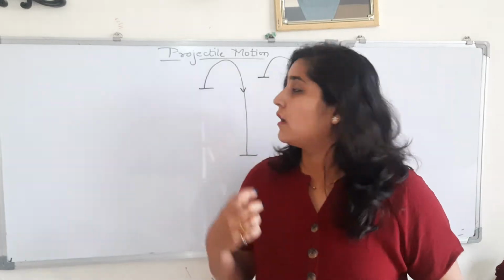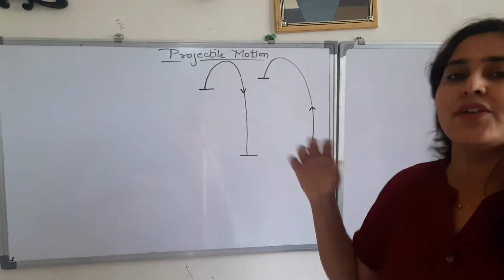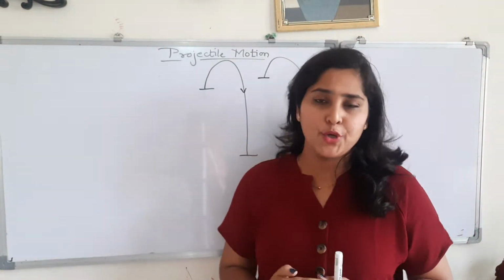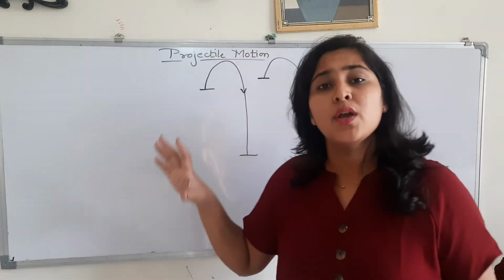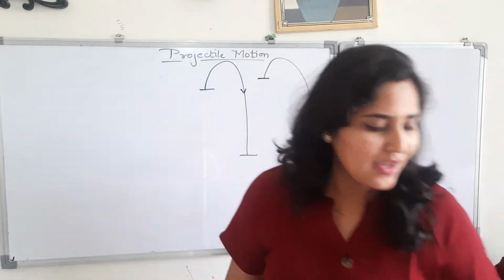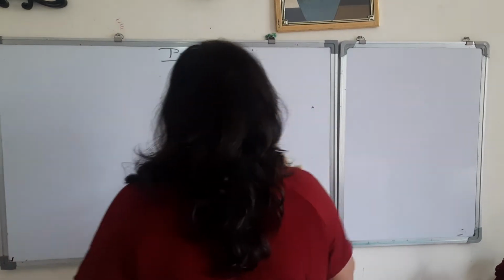But whenever we are concerned about our syllabus, for projectile motion we have horizon to horizon motion. It means we are going to discuss some factors related to projectile motion to horizon. So I will draw the first projectile motion diagram here.